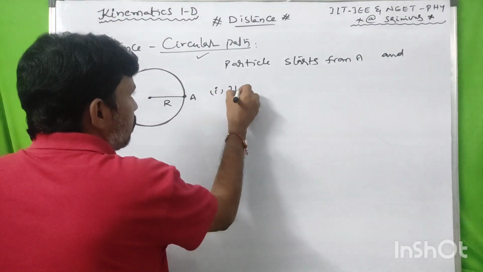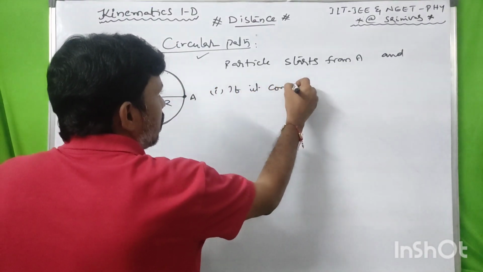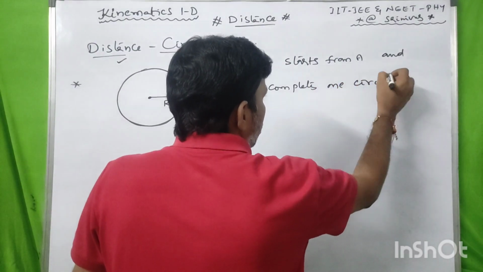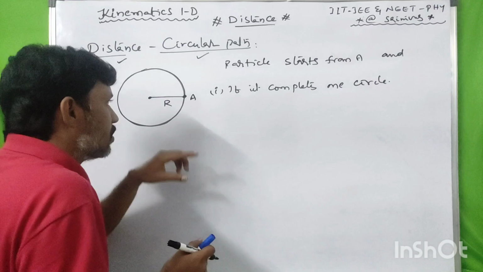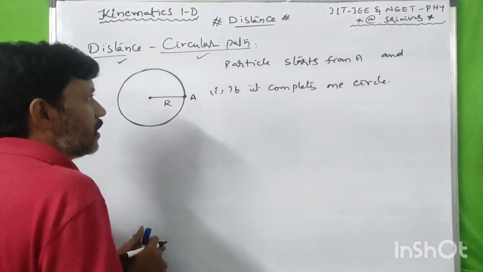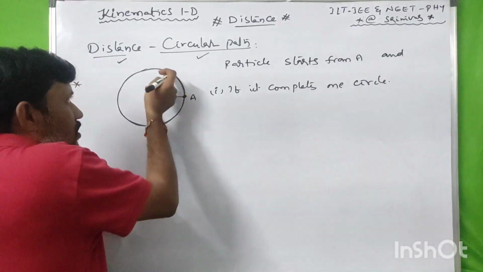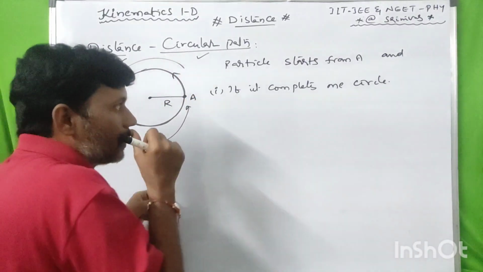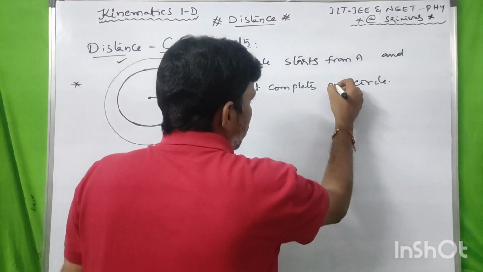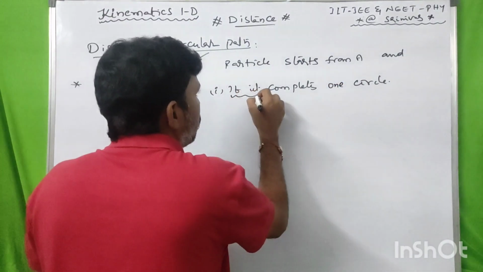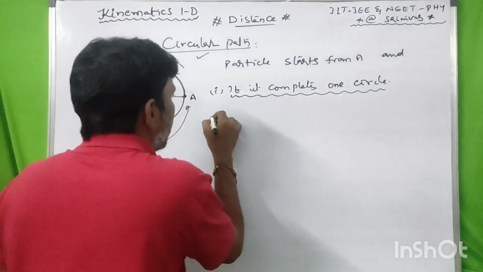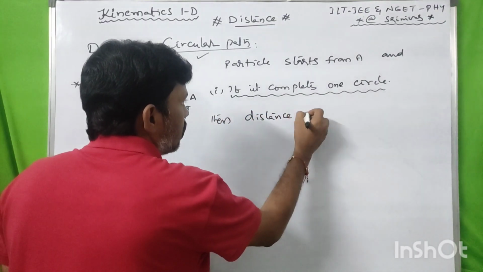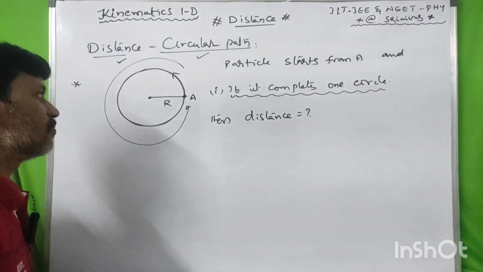First one: if it completes one circle, it means it has come back one time. It completes one circle means it starts from A, goes around like this, and comes back to A again. Understand? Done. If it completes one circle, then what is the distance? This is the question. Then what is the distance value?